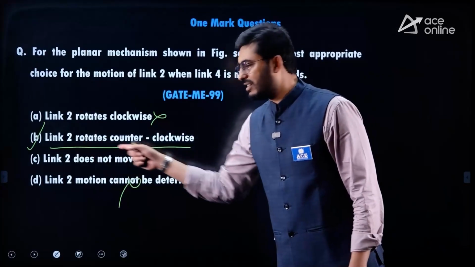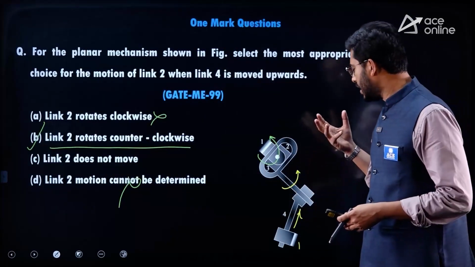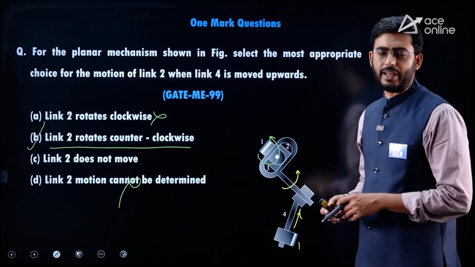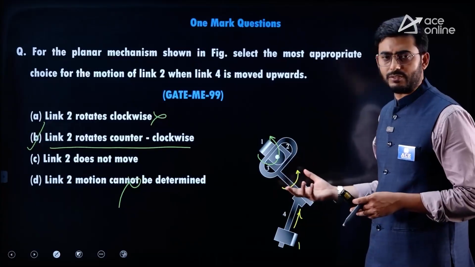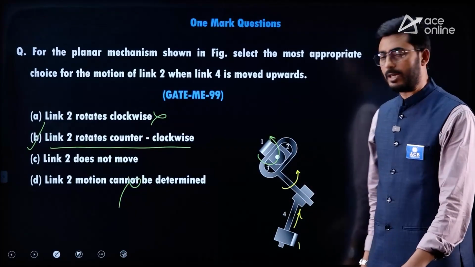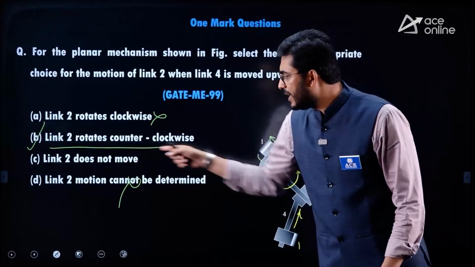So this is a very simple process we try to apply when we are checking the mobility of the mechanism. One type of question was framed from such approach. So option B is the answer.